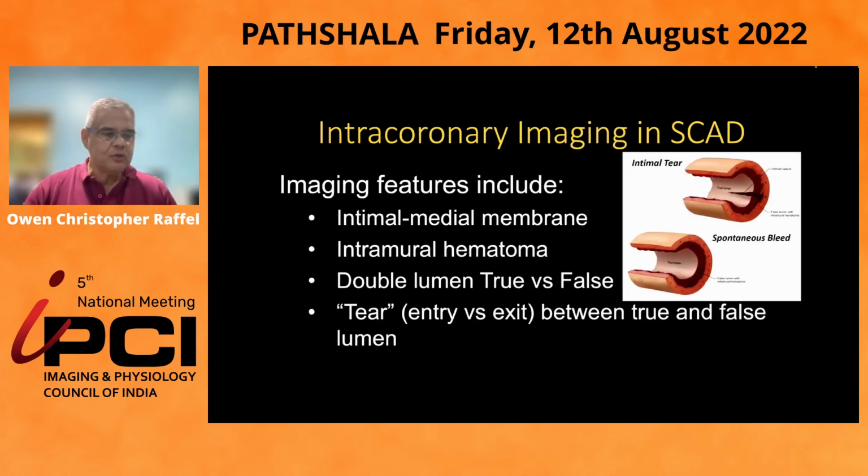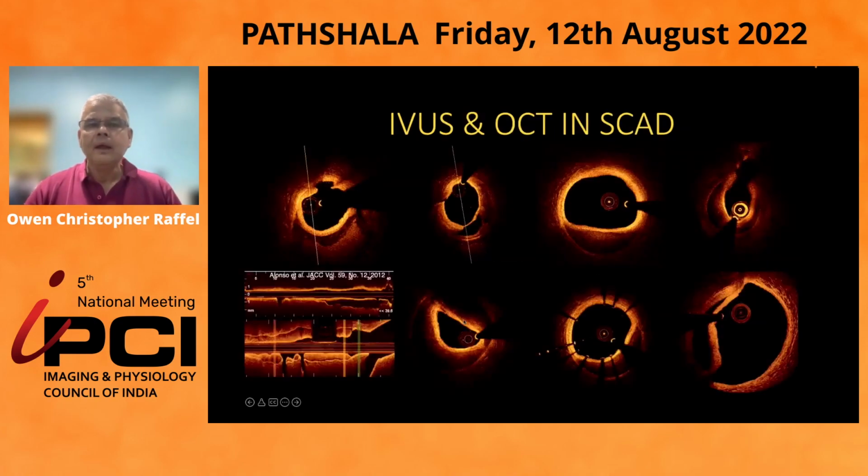What features of intracoronary imaging do we get in SCAD? Well, all the features, particularly with OCT: the intimal medial membrane, intramural hematoma, double lumen with true and false lumens, and you can in fact see the tear, which could either be the entry or the exit. Here are some representative OCT pictures.